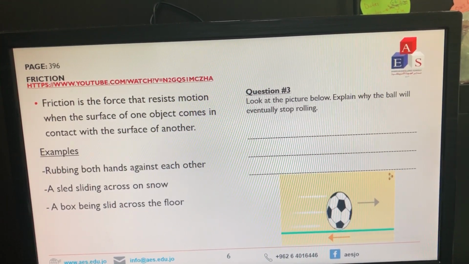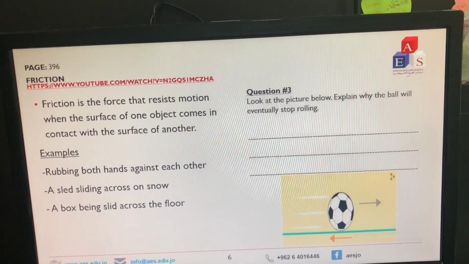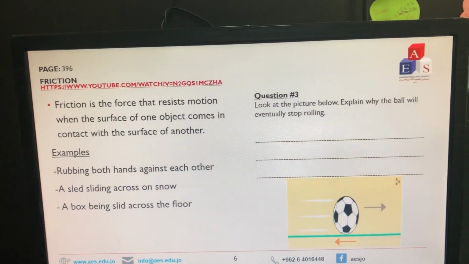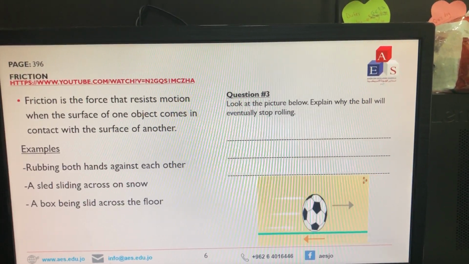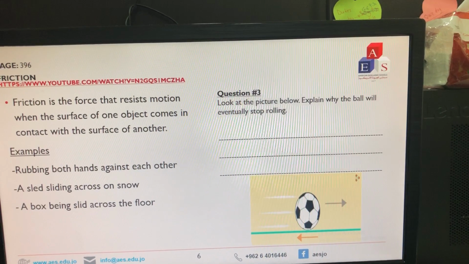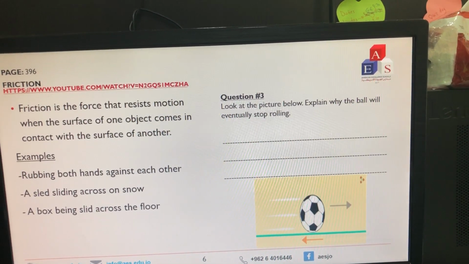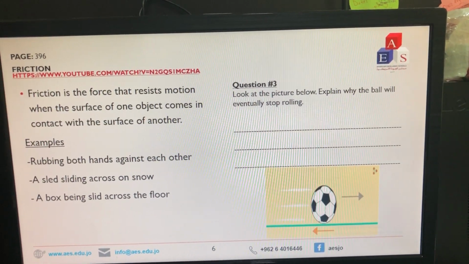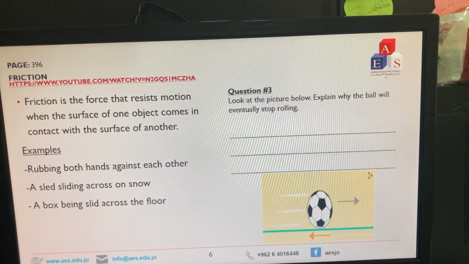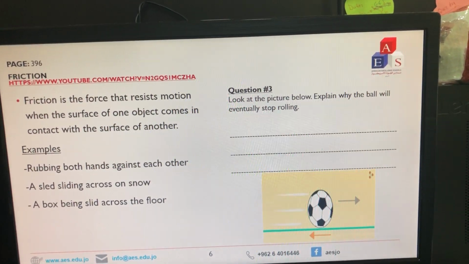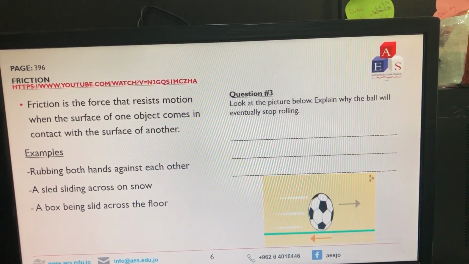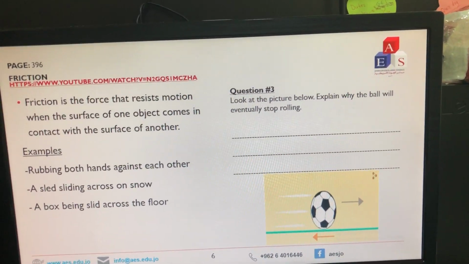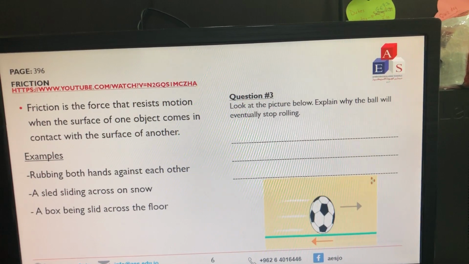And the next example, a sled sliding across snow. When a sled is sliding across snow, the surface of the sled is rubbing against the surface of the snow. So there's also friction. And this is why the sled tends to slow down and eventually stop at the end. And the box being slid across the floor. Let's say, grade 6, you did not want to hold the box. It's very heavy, so you slide it across the floor. There's going to be friction because the surface of the box is going to be hitting against the surface of the floor. And it will eventually also stop due to friction, right?